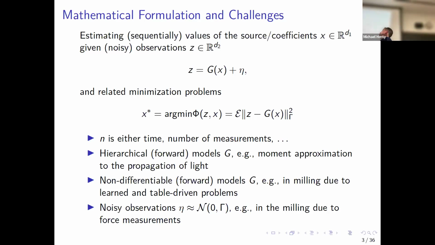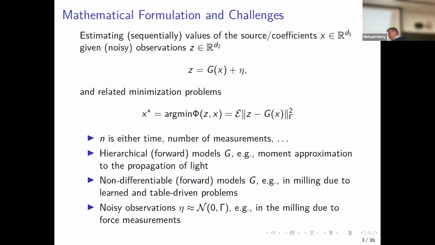You have a lot of measurements, maybe with the fluorescence, you get, for example, different wavelengths, you get these measurements at different times. With the milling, of course, time is natural, so with this vector, you can do this sequentially. So there will be an index N appearing.